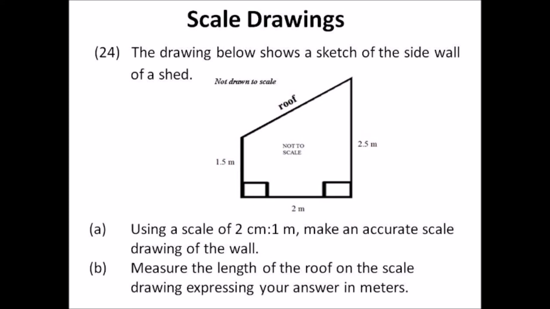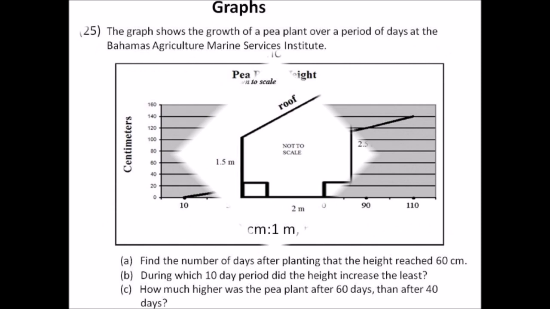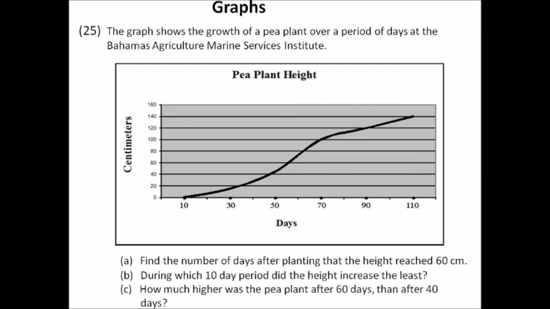Okay, we move on to number 25, graph. The graph shows the growth of a pea plant over a period of days at the Bahamas Agriculture Marine Services Institute. A, find the number of days after planting that the height reached 60 centimeters. B, during which 10-day period did the height increase the least? And C, how much higher was the pea plant after 60 days than after 40 days? Do it quickly, work it out, get it done.